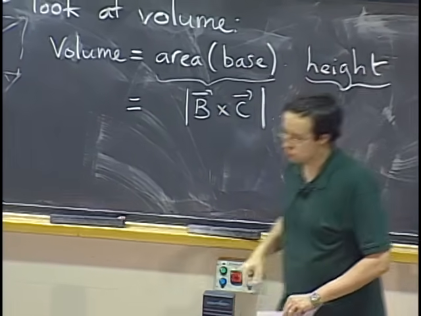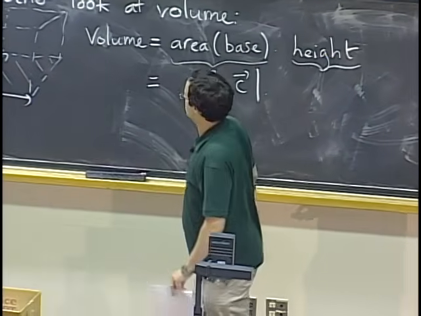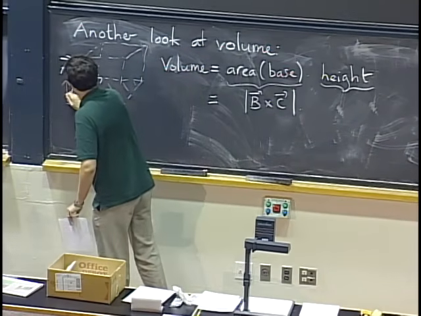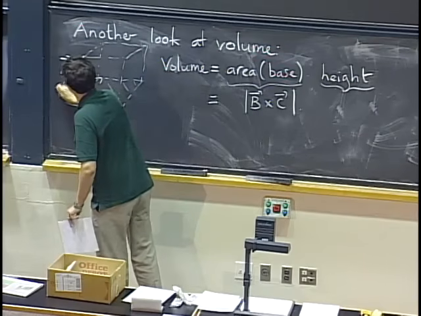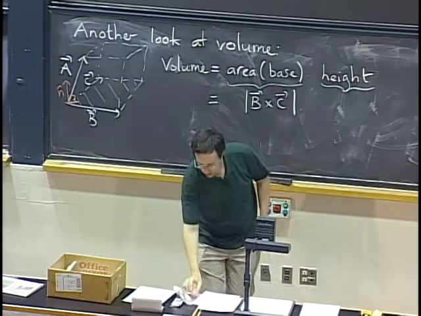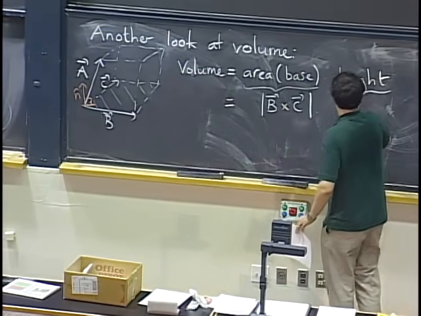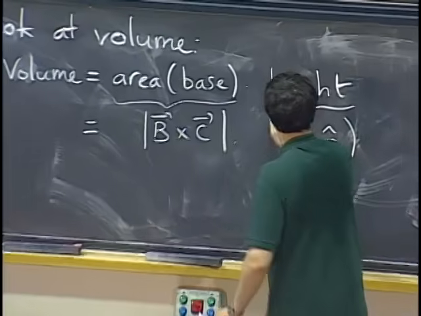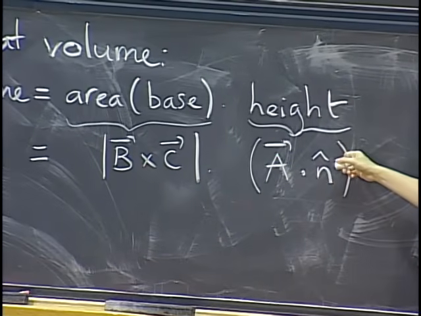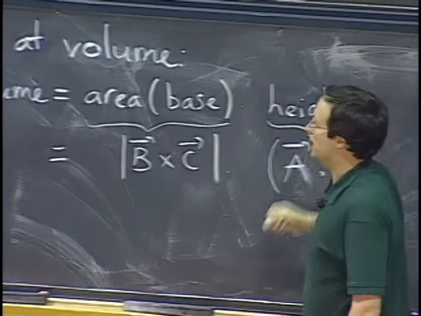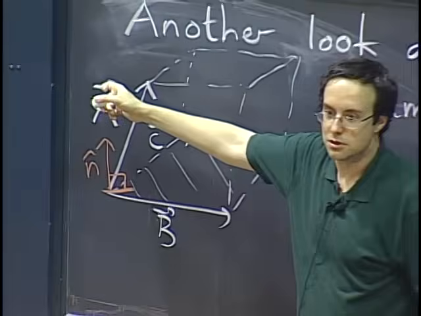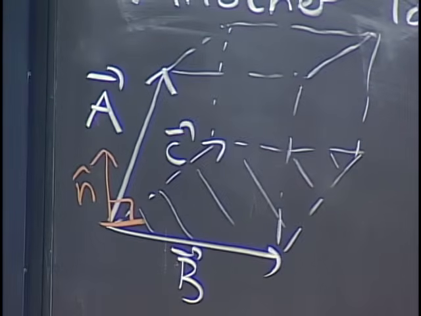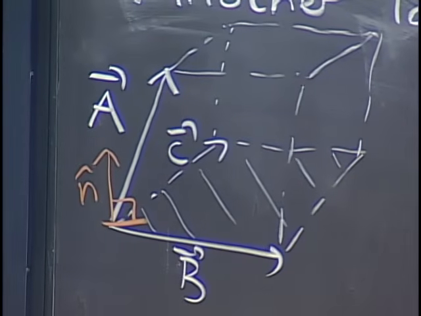What about the height? Well, the height is going to be the component of A in the direction that's perpendicular to the base. So let's take a direction that's perpendicular to the base. Let's call that n, a unit vector in that direction. Then we can get the height by taking A dot n. That's what we saw at the beginning of class. That A dot n will tell me how much A goes in the direction of n. Are you still with me? Okay, let's keep going.